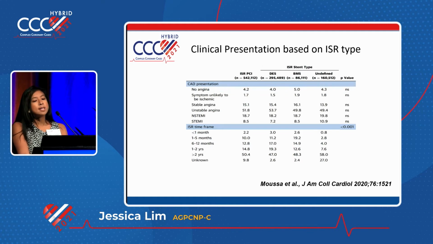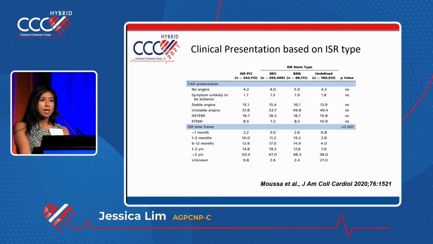And the clinical presentation, they also analyzed this on patients that had ISR. Some patients have presented either stable angina, unstable angina. They had non-STEMI or STEMI, or some people didn't even have any symptoms at all. But here it shows that unstable angina occurred in about half. And also the ISR time frame, they analyzed that.